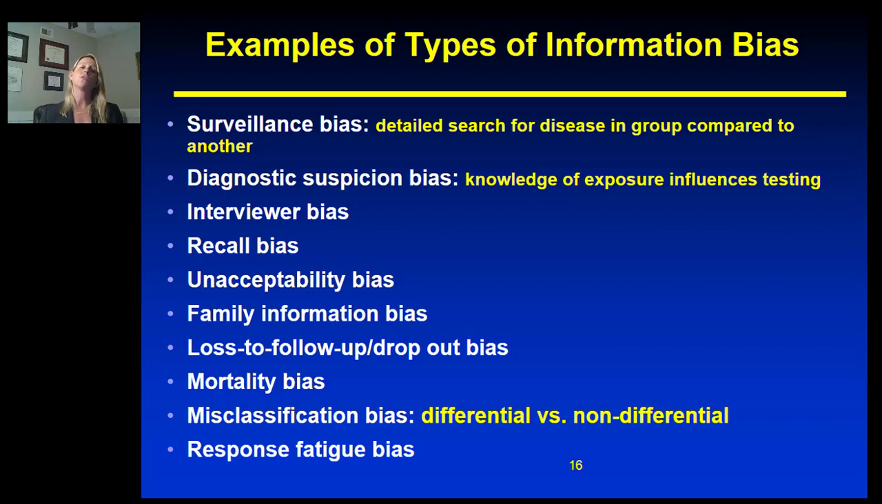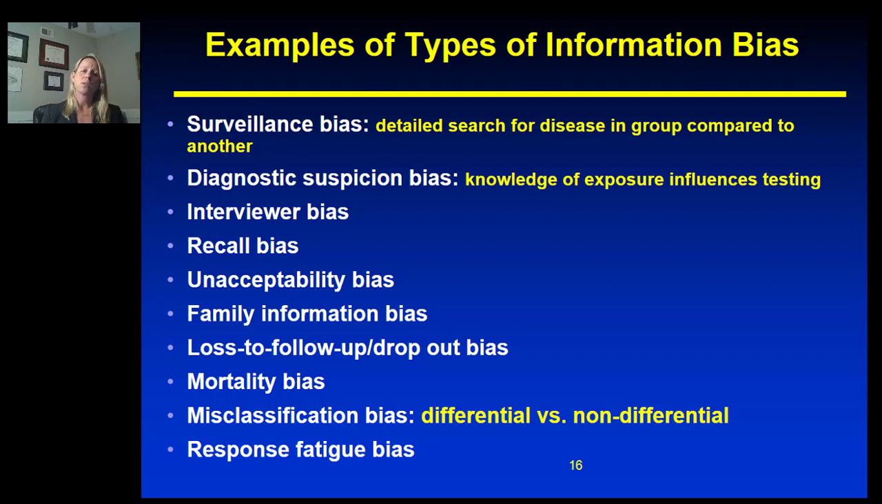You can also have interviewer bias. This is a bias that happens when the person soliciting information from the subjects involved in the trial or the study is somehow biased in how they're collecting the information. It has to do with the way they're asking questions, particularly if they're not asking questions in a systematic way. Again, that can create a bias.